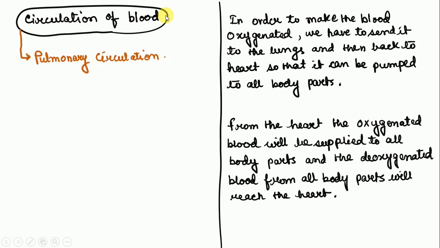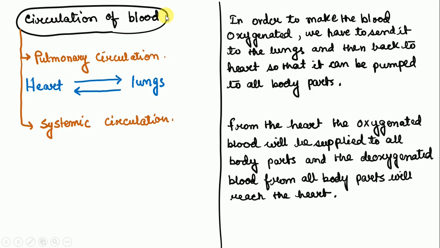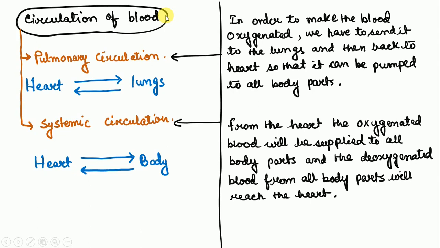The first is pulmonary circulation, which is the circulation of blood from the heart to the lungs for oxygenation and from the lungs to the heart. And the second type is systemic circulation, which means that from the heart the oxygenated blood will reach the body, and from the body the deoxygenated blood will reach the heart. So these are the 2 types of circulation which occur in our body.